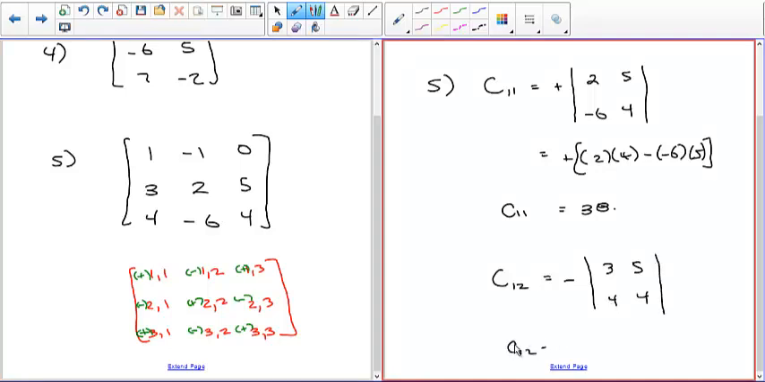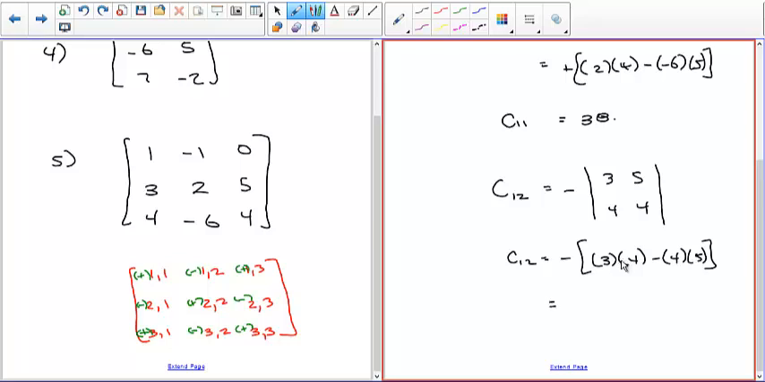So C12 is negative, the quantity, and then we use this cross multiplying thing. So 3 times 4 minus 4 times 5. And that's 12 minus 20, which is -8. -8 times negative is +8. So that's C12.